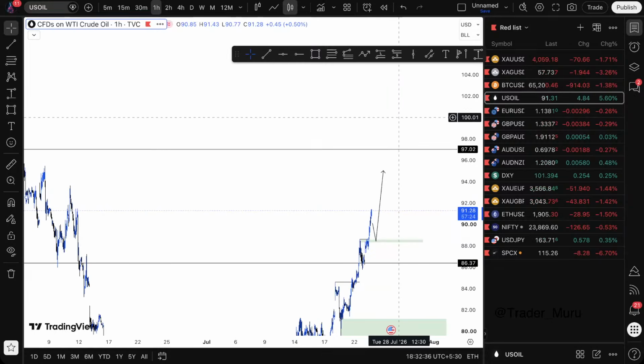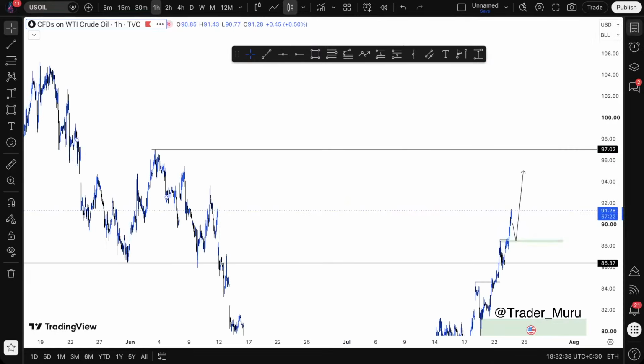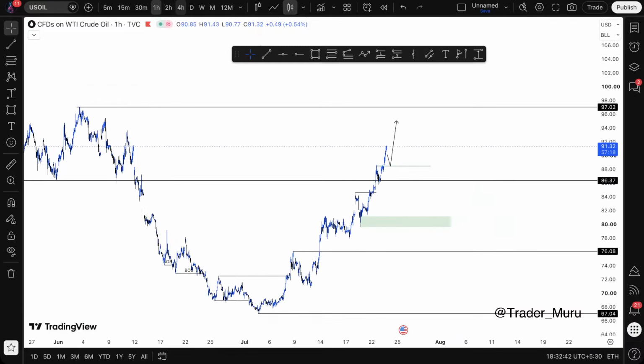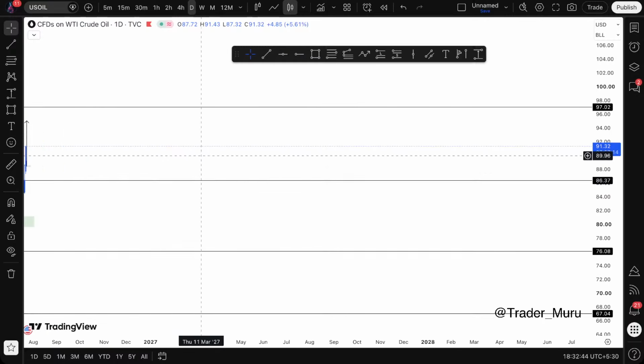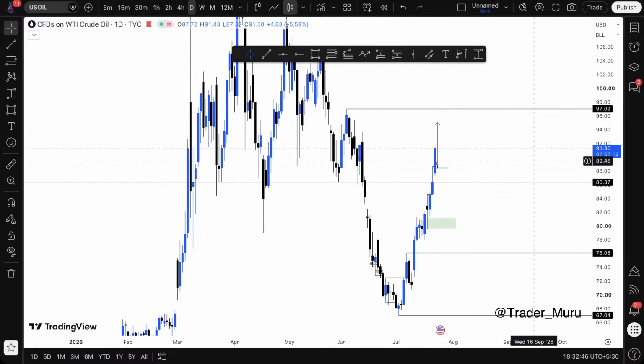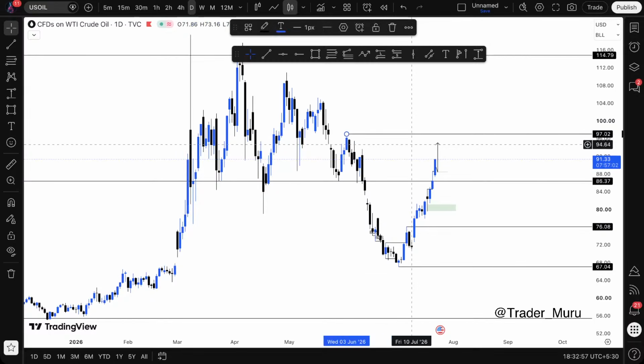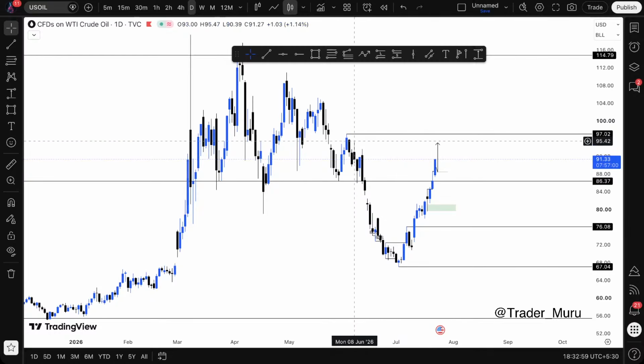If you have a breakout first, then you should wait for this area near 80 to 75 for a new entry. This is the breakout structure level, daily time frame.